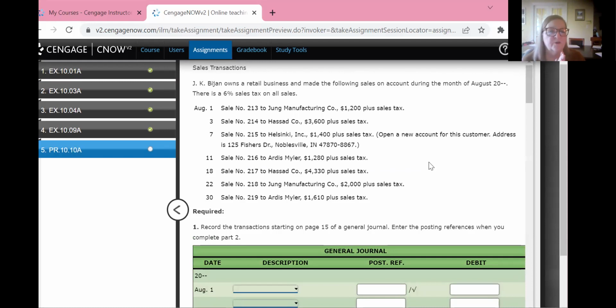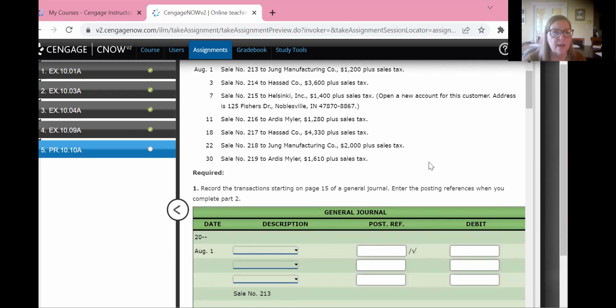So first thing, they said, J.K. Bijan owns a retail business and made the following sales on account during the month of August of year 20, blah, blah. There's a 6% sales tax on all sales. So the first thing you need to know is every one of these has to have 6% calculated. You could just go down this whole line and multiply each of these sales numbers times 6%, and you'll know how much to add for sales tax before you even start, or you can do each one individually.